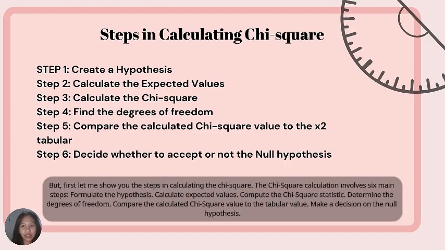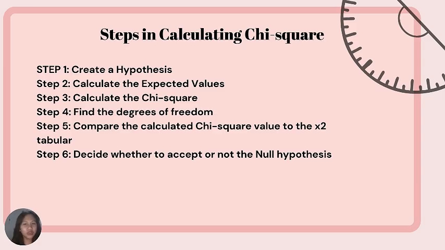The chi-square calculation involves six main steps: first, formulate the hypothesis; second, calculate the expected values; third, calculate the chi-square; fourth, find the degrees of freedom; fifth, compare the calculated chi-square value to the tabular value; and the last one is make a decision on the null hypothesis. So let's go through this one by one.